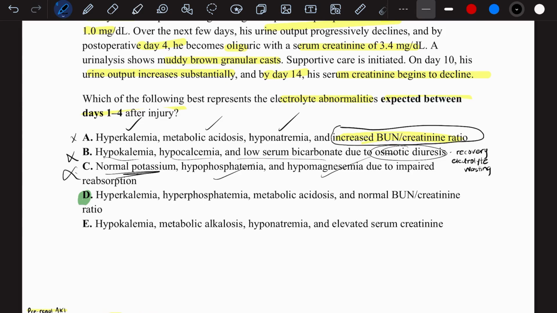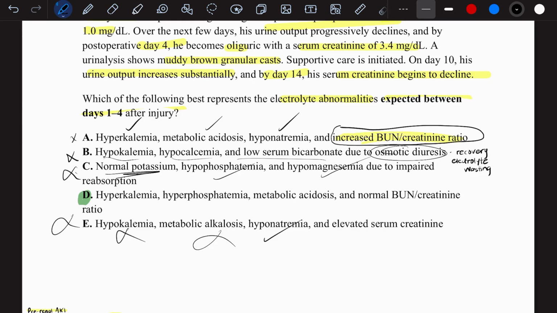And the last one is just a distractor because hypokalemia, we know that's incorrect. Metabolic alkalosis, no, we see metabolic acidosis. Hyponatremia could be seen. This one again, elevated serum creatinine. It's an incorrect choice.